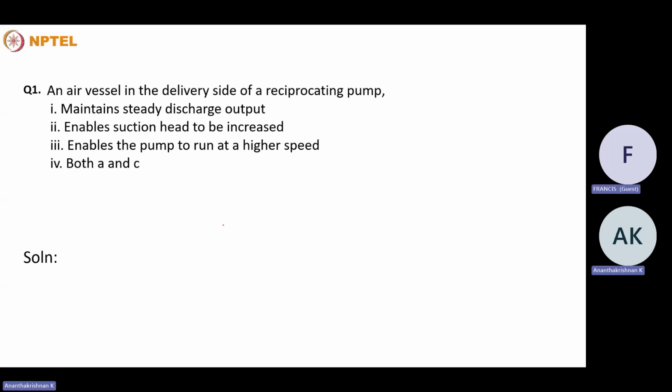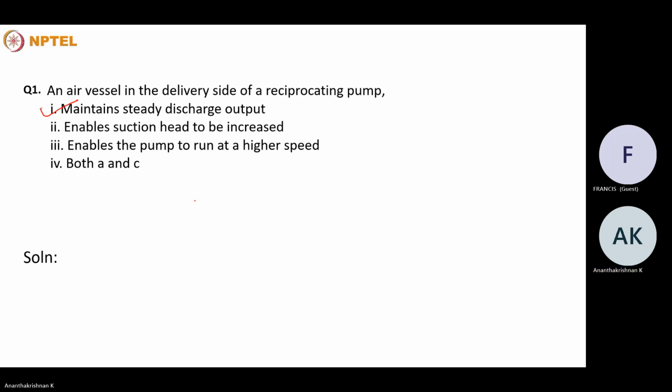Out of the four options, the answer to this problem is that it maintains a steady discharge output. It doesn't have any impact on the suction head, and it doesn't have any impact on the speed at which the system runs. What the air vessel on the delivery side of a reciprocating pump does is smoothen out the oscillations in the pressure and the associated jerk in the flow rates.